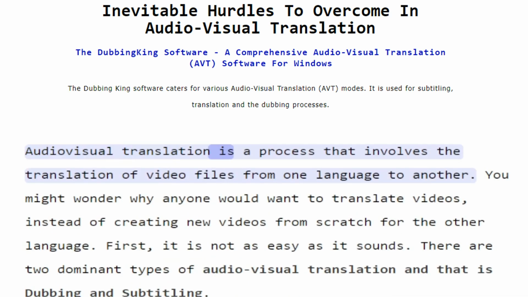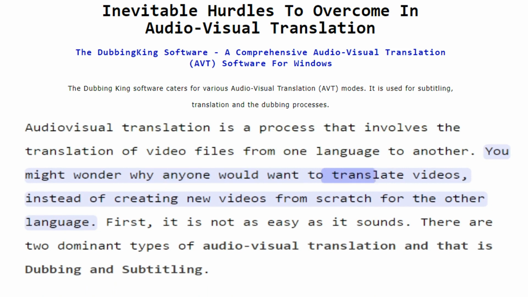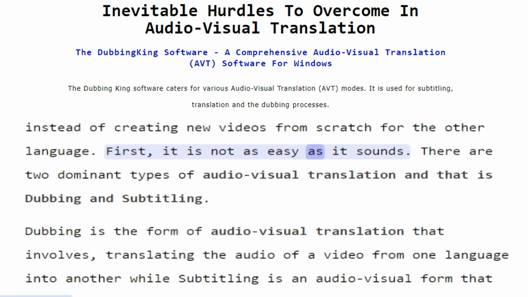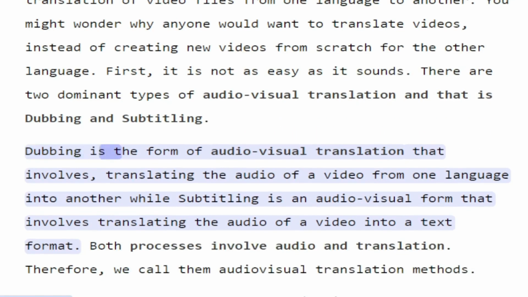Audiovisual translation is a process that involves the translation of video files from one language to another. You might wonder why anyone would want to translate videos, instead of creating new videos from scratch for the other language. First, it is not as easy as it sounds. There are two dominant types of audiovisual translation, and that is dubbing and subtitling. Dubbing is the form of audiovisual translation that involves translating the audio of a video from one language into another, while subtitling is an audiovisual form that involves translating the audio of a video into a text format.